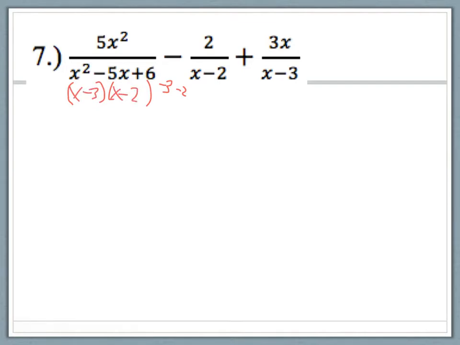And so now if I look, this middle one is missing an x minus 3. So I'm going to have to multiply by an x minus 3. If I do it to the bottom, I have to do it to the top.